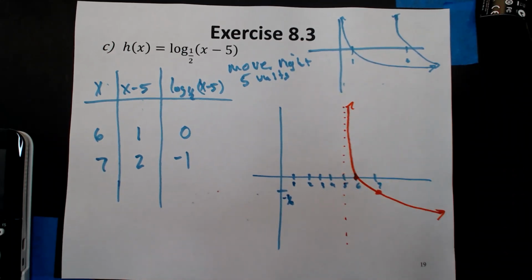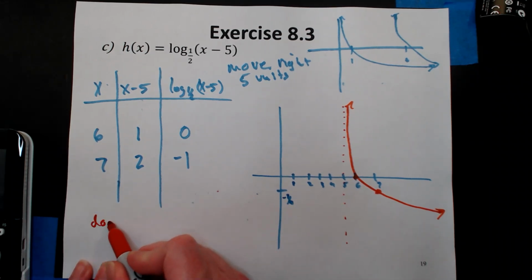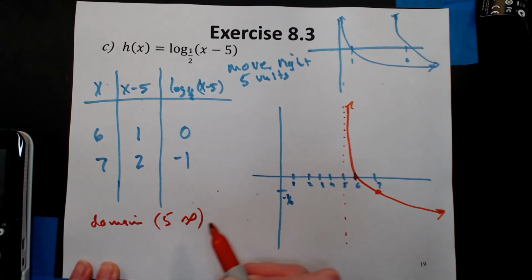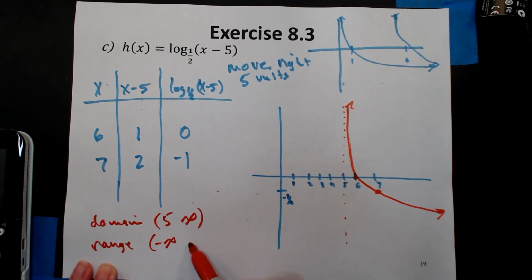Now, here's an interesting thing. Let me do the domain and range first. Very similar to what we did before. The domain is going to be from 5 to infinity. That's where I can't plug in numbers anymore, x values. And the range, once again, is going to eventually get all my y values, negative infinity to positive infinity.